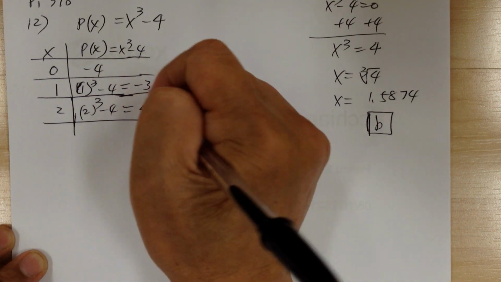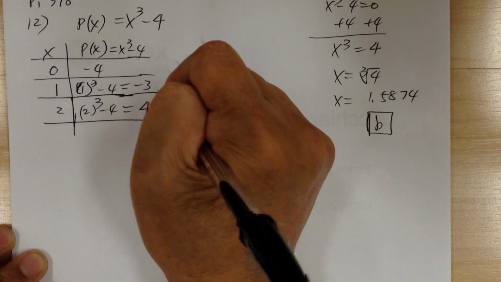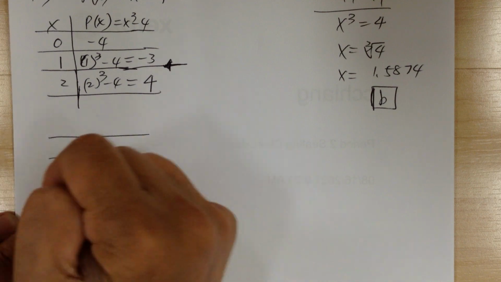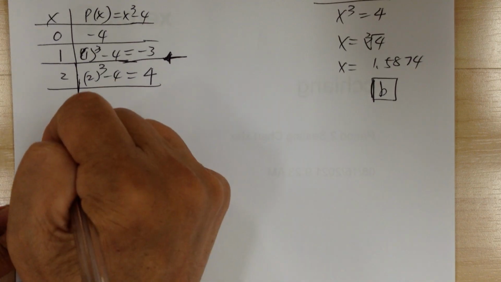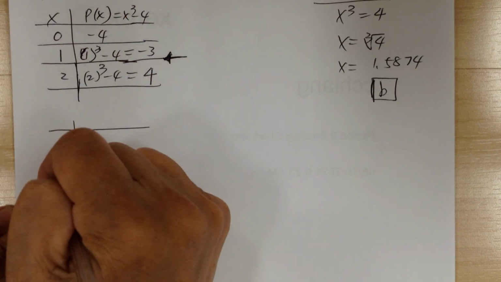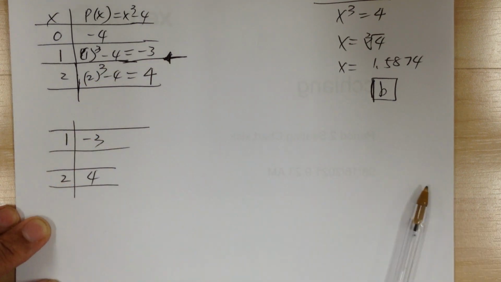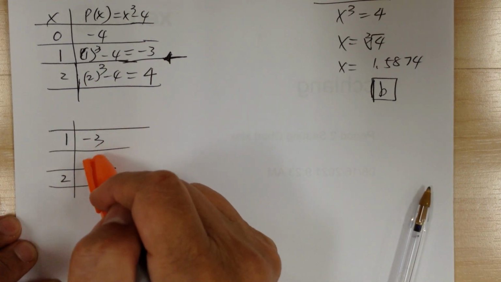So you know that, again, you want to get a 0. So the answer is somewhere in between here. So this is what you do: you're going to refine your table. So you know it's between 1 and 2, so you put 1 and 2 over here, and it's going to be negative 3 and 4. So you know that the 0 is somewhere in between here.